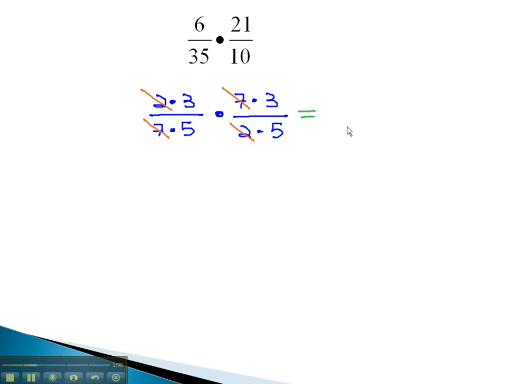To get our final answer, we just multiply across: 3 times 3 to get 9, and 5 times 5 to get 25. 9 over 25 is our final solution. Notice we had to factor first before we are allowed to reduce. Let's take a look at another problem.